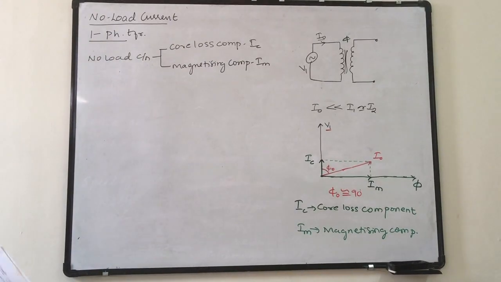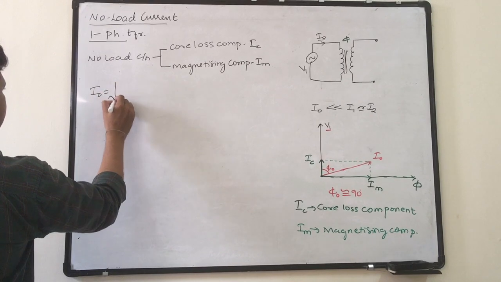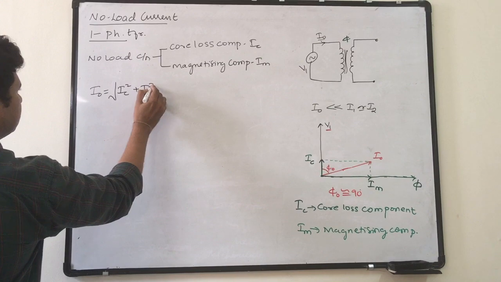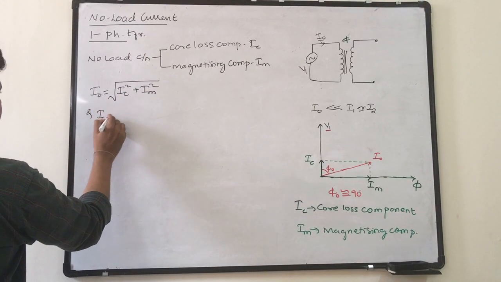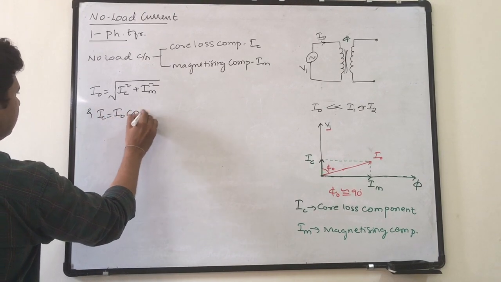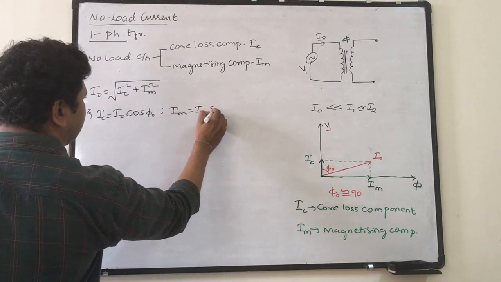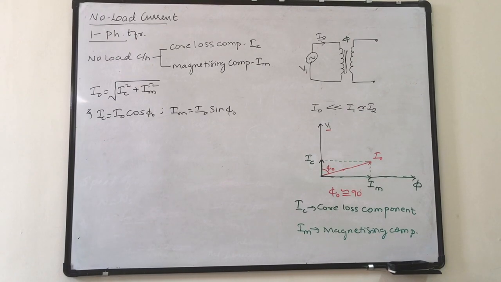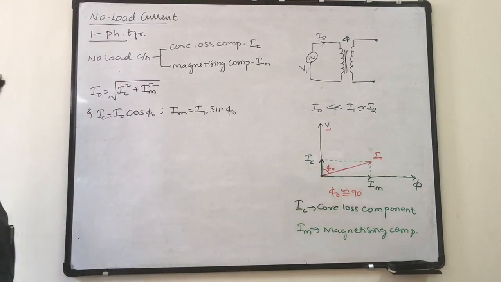Magnetizing component IM. And from the vector diagram, I can give I naught is equal to under root IC square plus IM square, and IC is equal to I naught cos phi naught, and IM is equal to I naught sin phi naught. So this is the active component of the no load current, and this is the reactive component of the no load current.